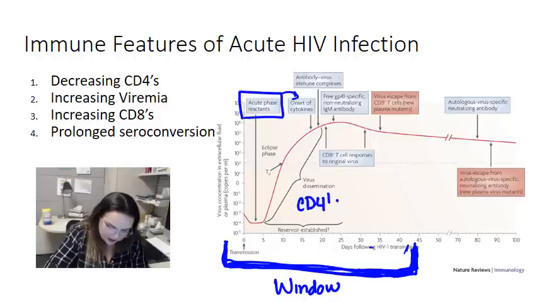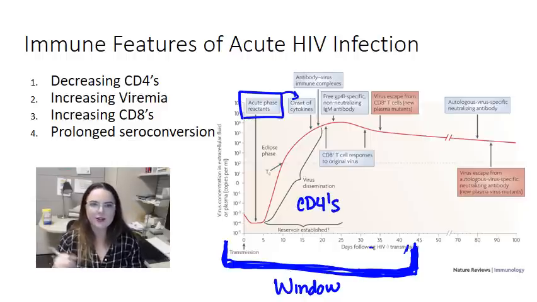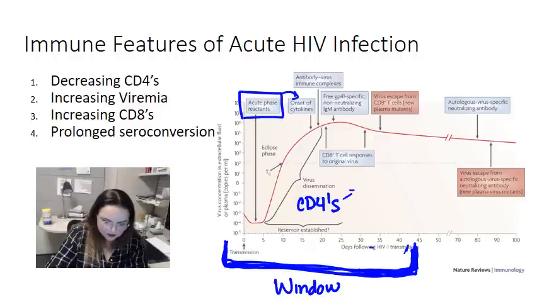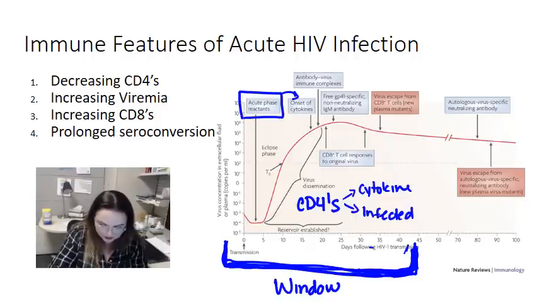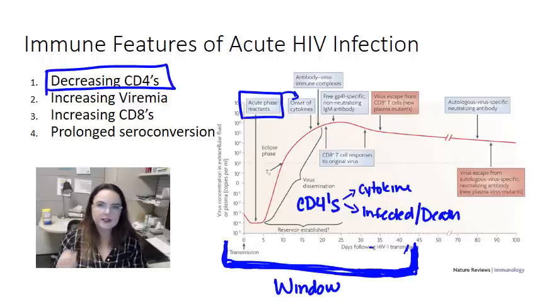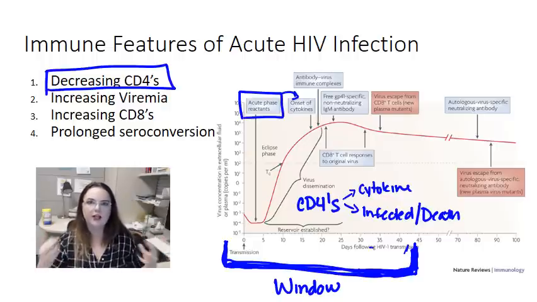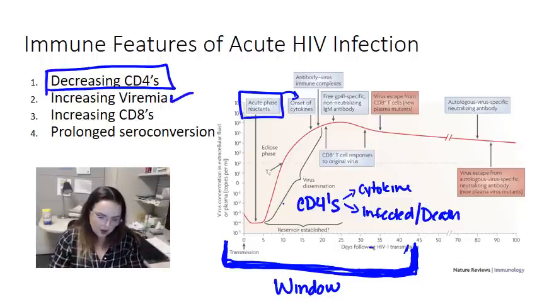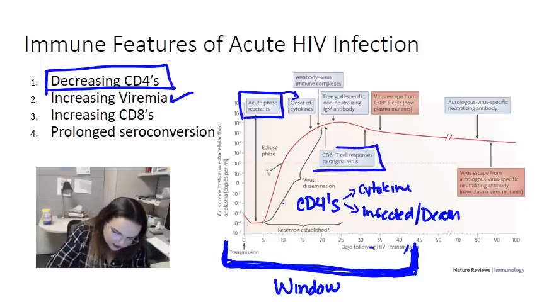But here's the problem. The CD4s getting activated can actually be a bad thing because that promotes infection. So even though they're going to start secreting cytokine, they're also going to start dying. They're going to get infected, and many of them will die as a result of the infection. So what we see actually is a decrease of CD4s. And as we see a decrease of CD4s, more and more virions are released into the bloodstream, so then we can see increasing viremia.